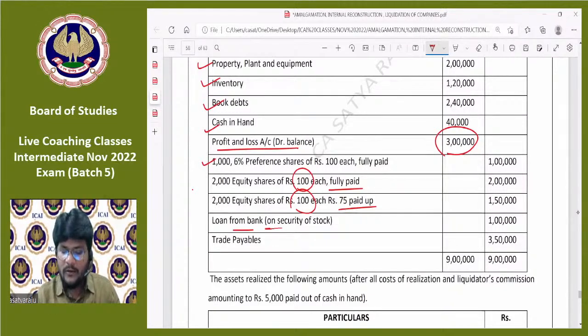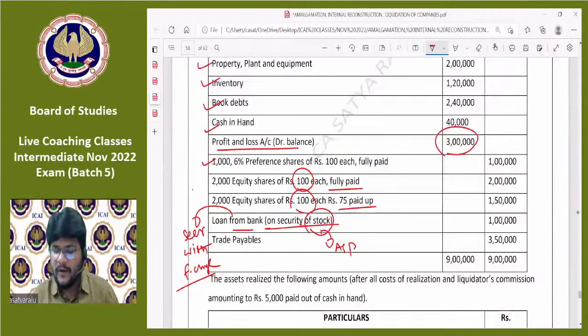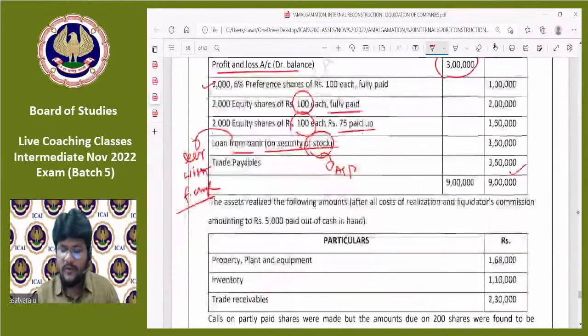Loan from bank on security of the stock. Whenever you see a loan like this, with security of the stock, you can treat the stock as ASP, asset specifically pledged, and the loan from bank is a secured creditor with fixed charge. That is the information they are indirectly conveying to you, because at the time of availing the bank loan, your company offered stock as security. Next, trade payables information was also given.